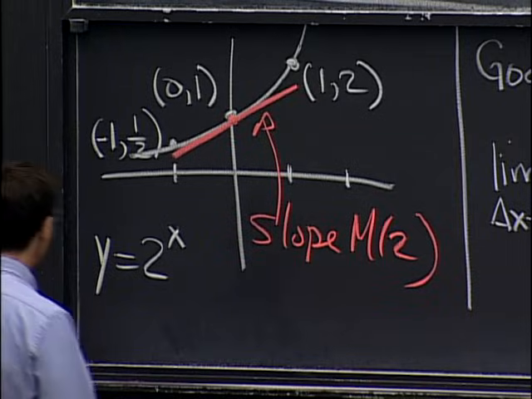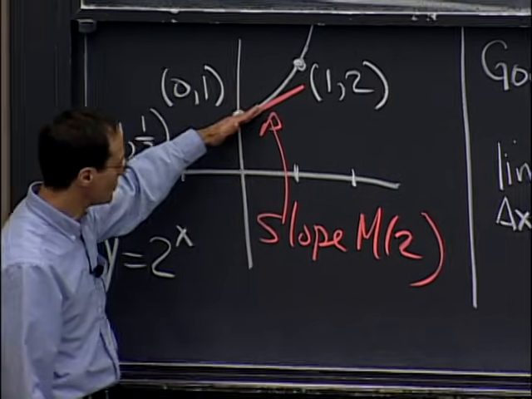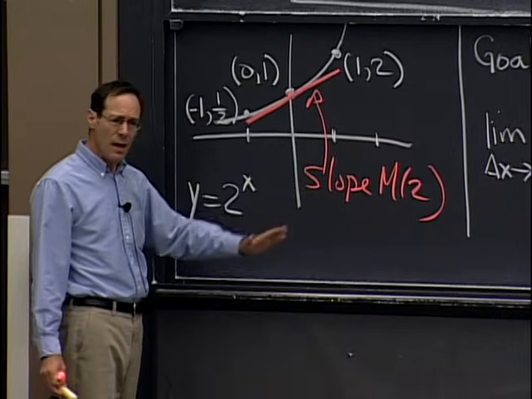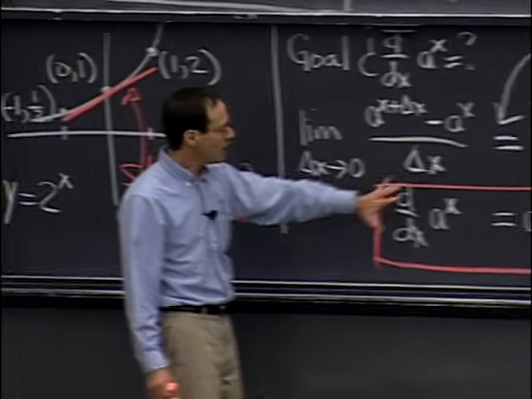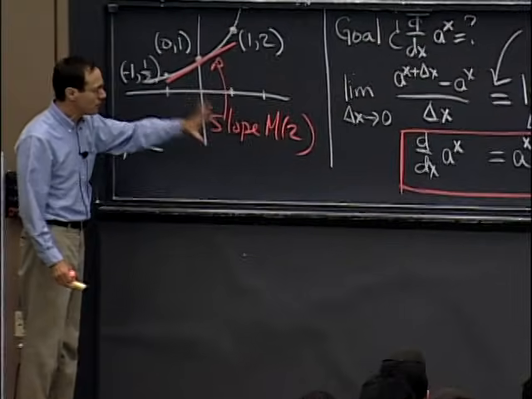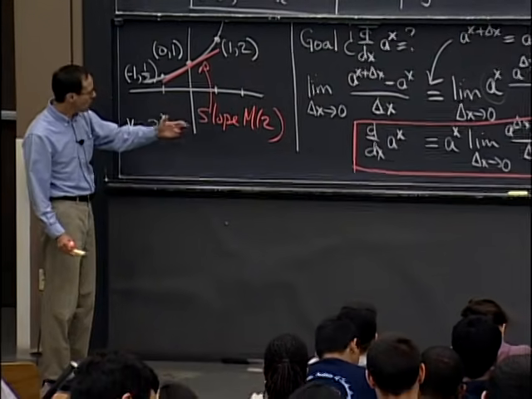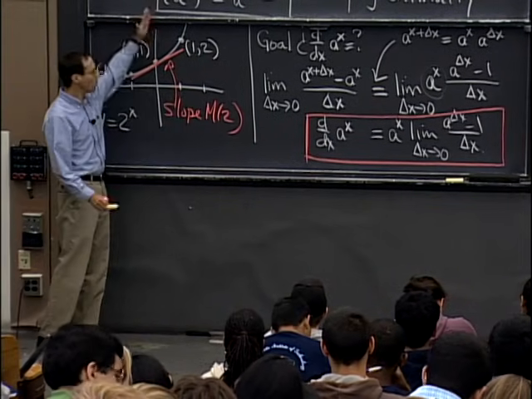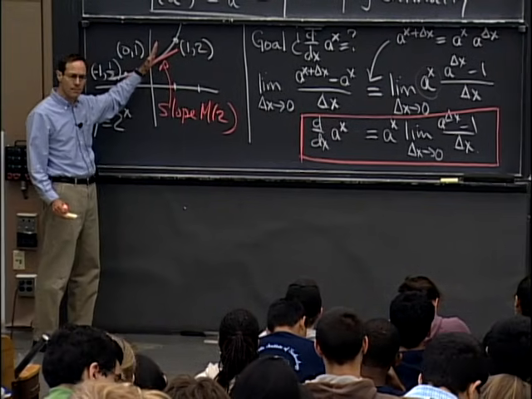So if I graph the function y equals 2 to the x, I'll get a certain slope here. If I graph it with a different base, I'll maybe get another slope. And what we've got so far is the following phenomenon. If we know this one number, if we know the slope at this one place, we'll be able to figure out the formula for the slope everywhere else.